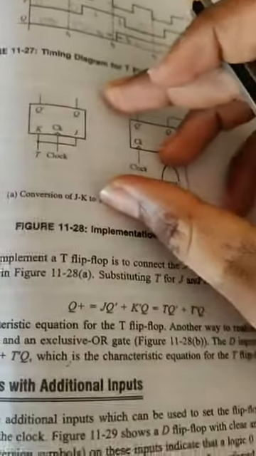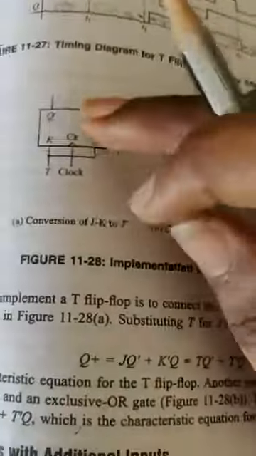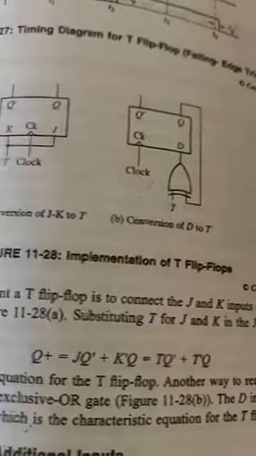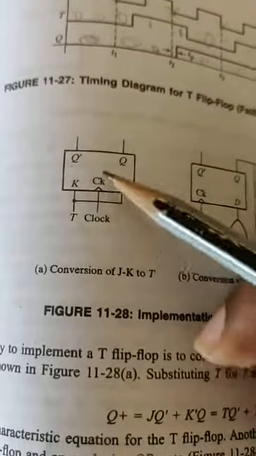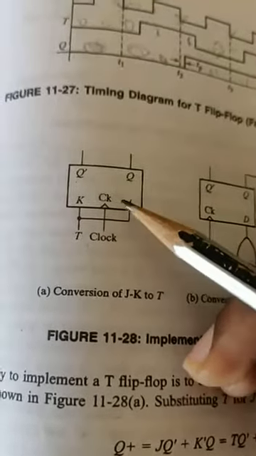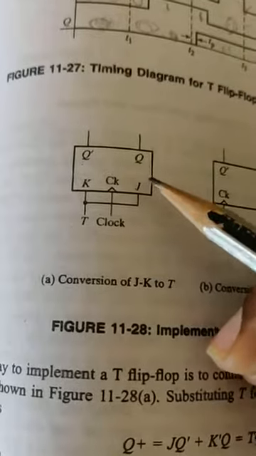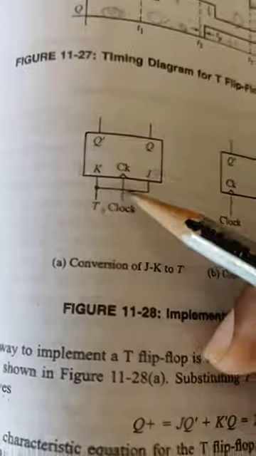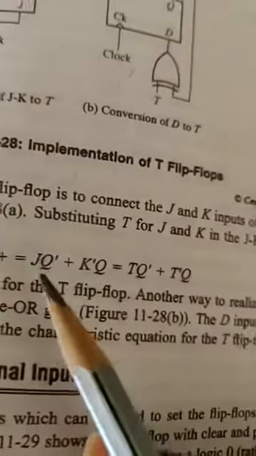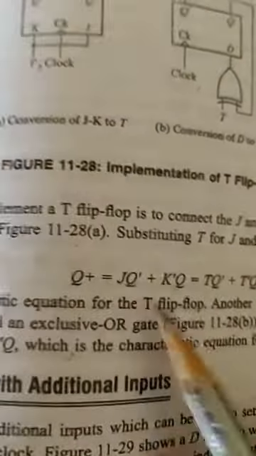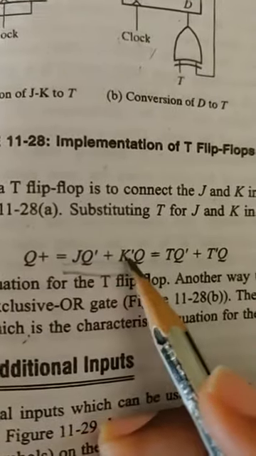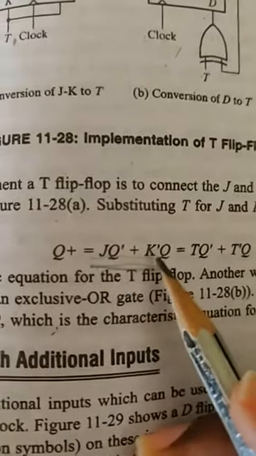So in your examination they might ask you to convert JK flip-flop to T flip-flop, or D flip-flop to T flip-flop. Then you are supposed to write this circuit. If you want to convert the JK flip-flop to T flip-flop, connect J and K both to the T. You know this is the characteristic equation of the JK flip-flop: J Q bar plus K bar Q.